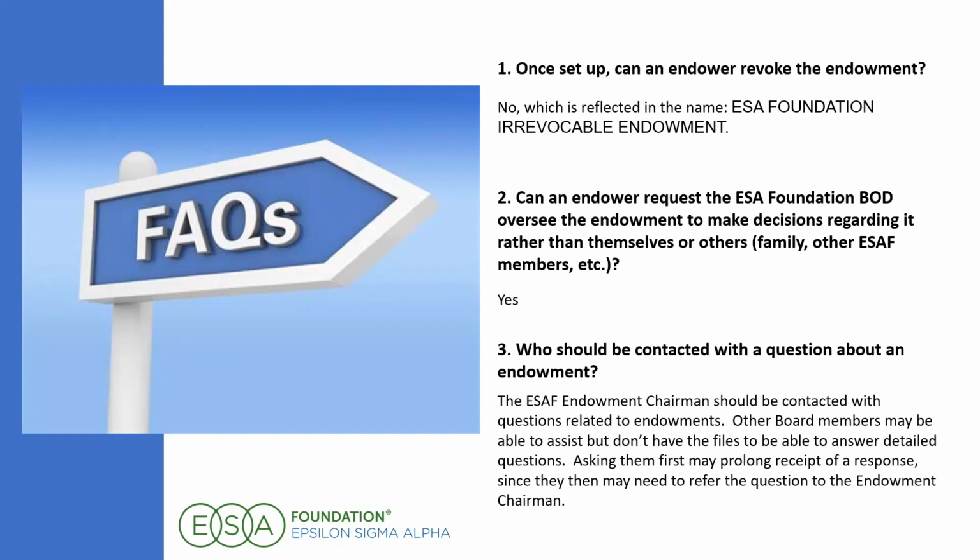So if you have a question about an endowment and you go to a board member that's not the endowment chairman, it may just take longer because they may say, well, I'm going to have to refer this question to the endowment chairman rather than go directly. So, hopefully, if you have an endowment, you feel comfortable coming to the endowment chairman and asking your questions or coming to the board. That's certainly where we hope that you'll feel comfortable in doing.